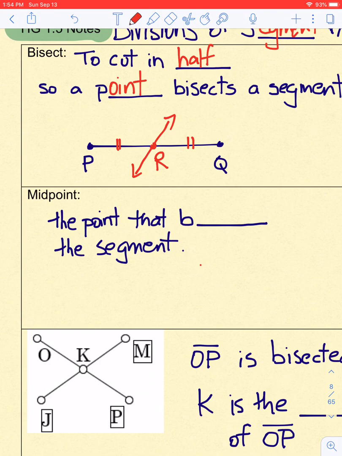Careful, we cannot bisect things like rays or lines, because obviously they're infinite in length. That point that bisects is called a midpoint. So a point that bisects a segment is referred to as the midpoint.